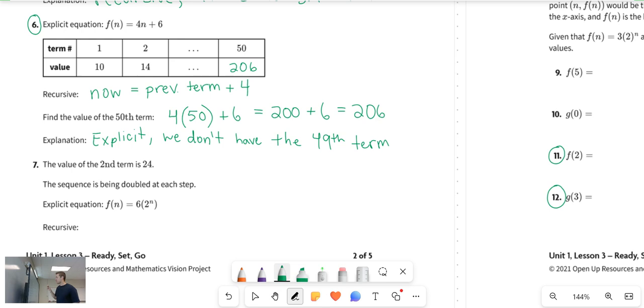Right, so it makes it really difficult to find the 50th term using recursion if we don't have the 49th term. And in order to find the 49th, we need the 48th, and we don't have that either, so we'd have to find the 47th, 46th, and so on. So we'd have to do a lot of work to use recursion in order to find the 50th term. So we'll just use the explicit. That will save us a whole lot of time.